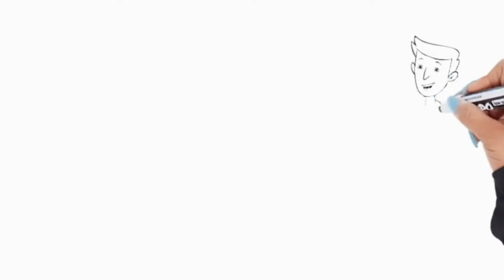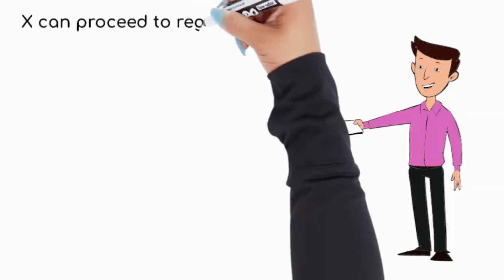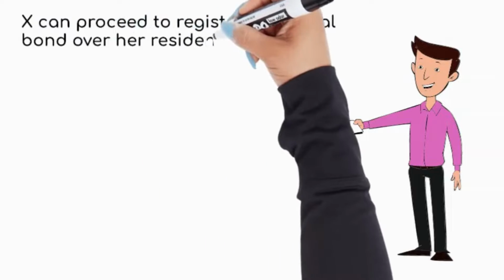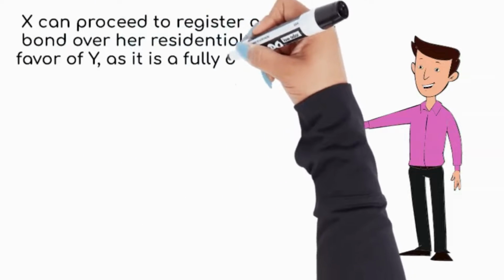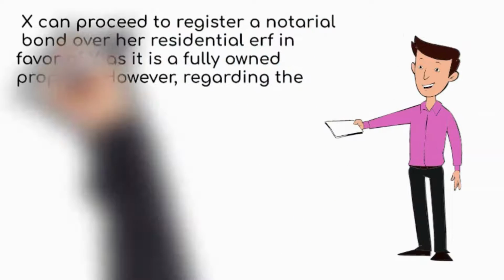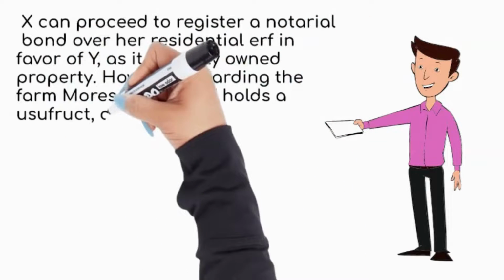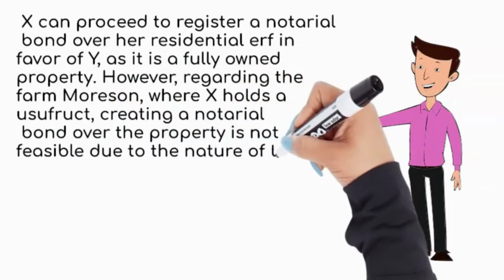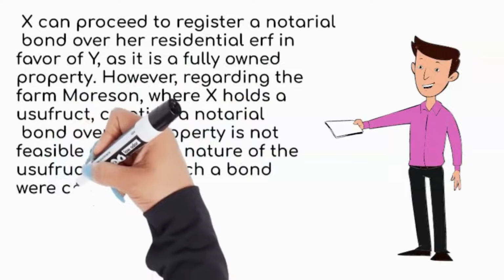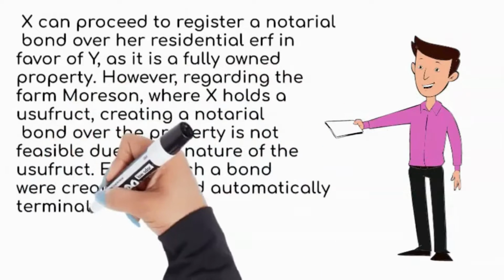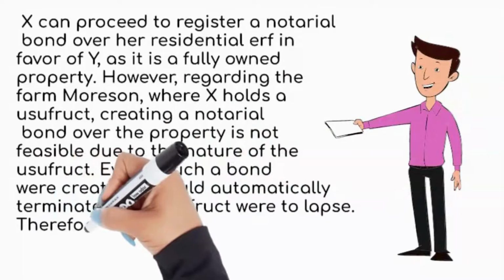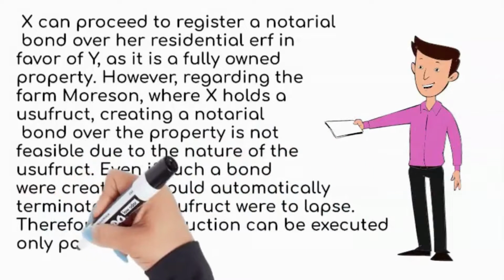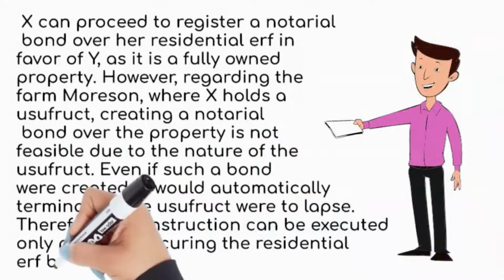Conclusion. In summary, X can proceed to register a notarial bond over her residential erf in favor of Y, as it is a fully owned property. However, regarding the farm Morson, where X holds a usufruct, creating a notarial bond over the property is not feasible due to the nature of the usufruct. Even if such a bond were created, it would automatically terminate if the usufruct were to lapse. Therefore, the instruction can be executed only partially, securing the residential erf but not the farm Morson.